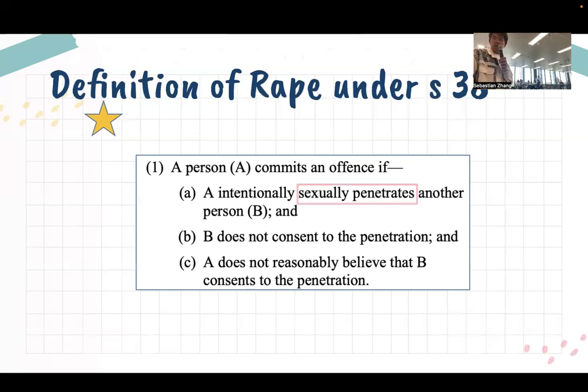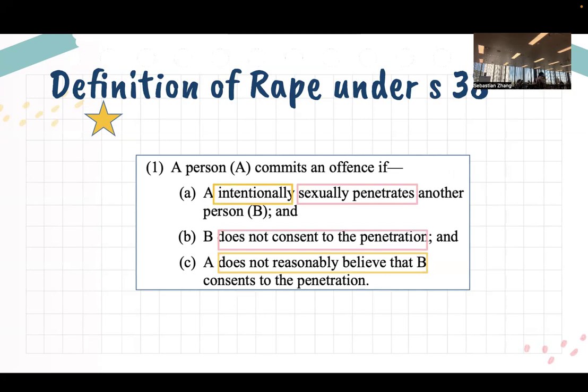I'm just going to show you everything. This is under section 38. I've changed them into pink and orange, so I'm going to explain what those are. Person A commits an offence if A intentionally sexually penetrates another person B, and B does not consent to the penetration, and A does not reasonably believe that B consents to the penetration. Then A will be guilty of rape.